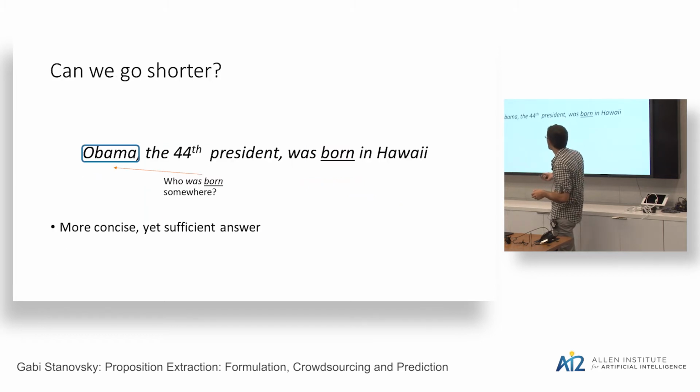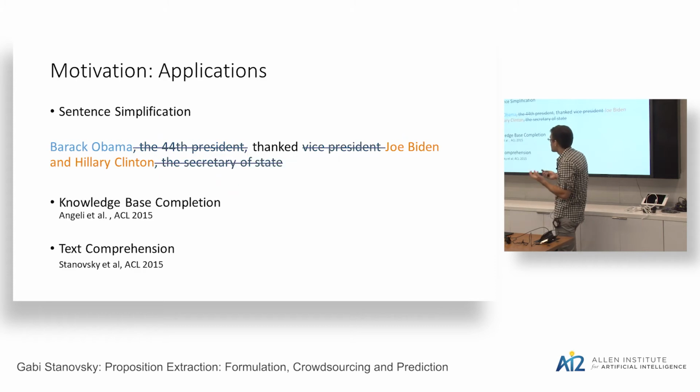But I asked, can we go shorter than that? Can we give a sufficient answer that's shorter than Obama, the 44th US president? And I think that we can. We can just say who was born somewhere: Obama. And that's a more concise yet sufficient answer than Obama, the 44th US president. And there's a lot of motivation for doing this reduction, and these are just a few examples.